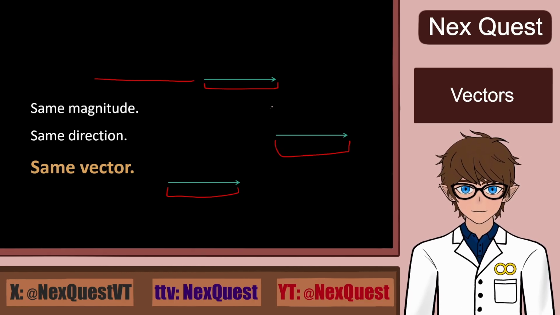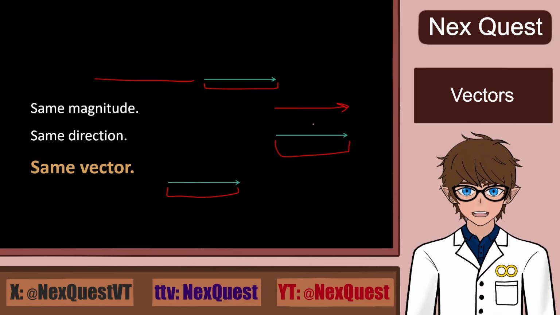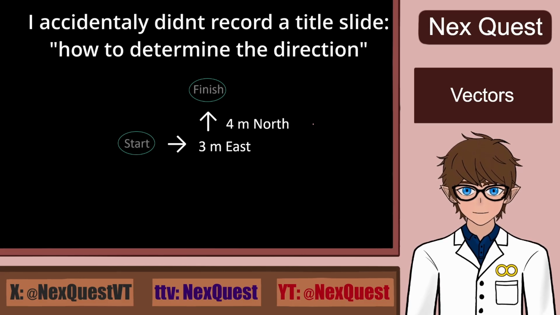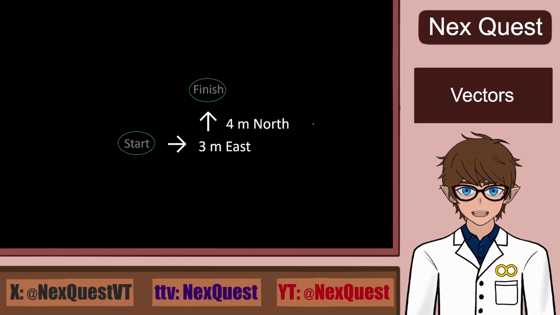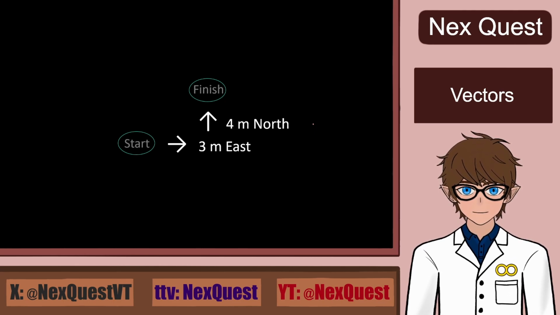For instance, I can move this vector here, and it's still the same vector, regardless if I move it or if it's in the same position. So imagine taking a short walk. First you move 3 meters to the east and then 4 meters to the north. Your final position is different from where you started, but here's where vectors would come in.